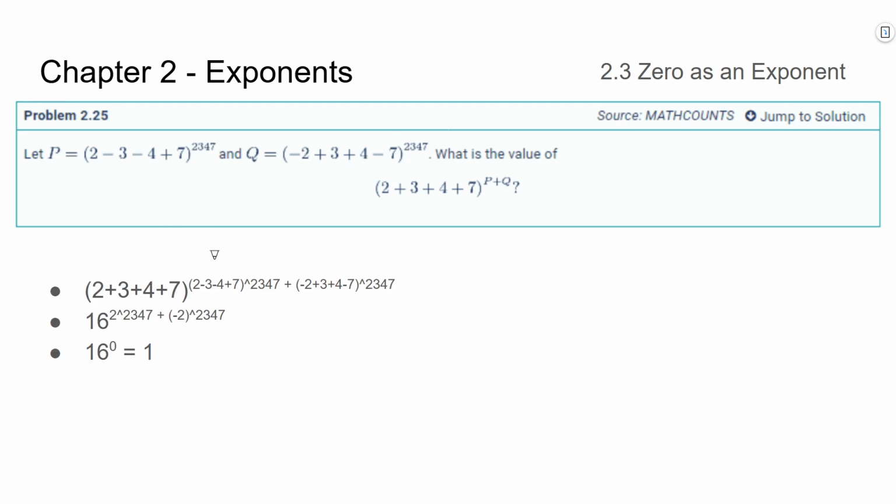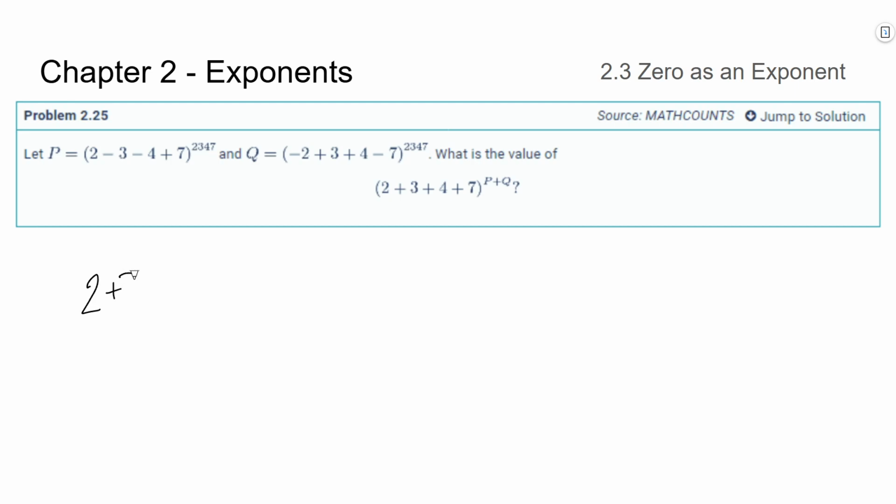All right, so what we're going to do here is, let me just write it out here. So here's the equation that we're trying to solve right here. Trying to get the value of this here. So let's go ahead and write it out. So we have 2 plus 3 plus 4 plus 7 all raised to p plus q. Well, p is this here. So that is 2 minus 3 minus 4 plus 7. And that's raised to 2,347. 2, 3, 4, 7.